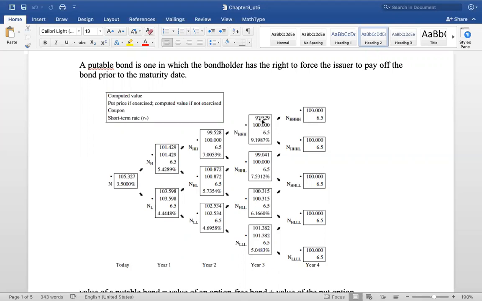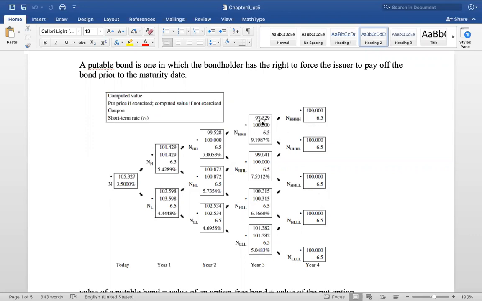So for example, here, this 97.529 is below the 100. So the put price we assumed is 100, and this is below 100. So we put 100 here, 100 here, but here the price stays the same because here the bond will not be put. The investor will not put the bond, right? So the logic is the same. We will start from here.